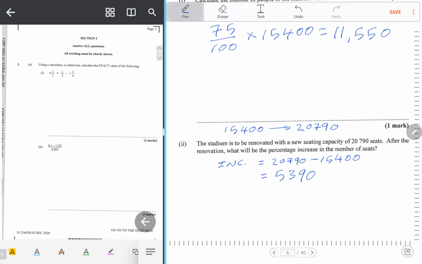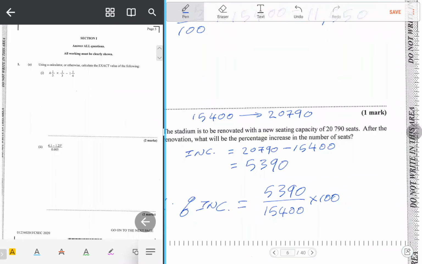All right. And now that is the increase, and therefore the percentage increase, and this is where you have to be careful. The percentage increase is the percentage over the original amount, not over the final amount. Percentage increase over the original amount is the increase of 5,390 over the original amount of 15,400, and you multiply that by 100. All right, so you do that calculation here.